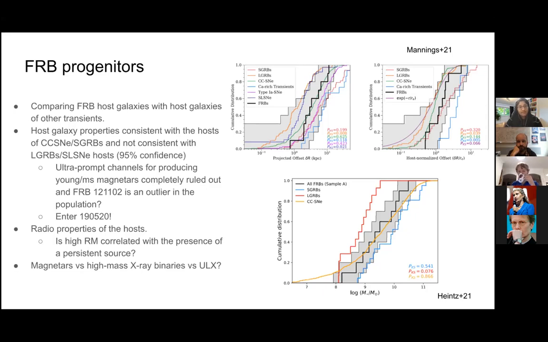So that brings us to the question of whether ultra prompt channels for producing young magnetars are completely ruled out, and whether FRB 2021 is an outlier in the population. But then we learned in the conference that there is a twin to the repeating FRB R1. So that's interesting. That's basically telling us that there are multiple ways in which you can create an FRB progenitor.